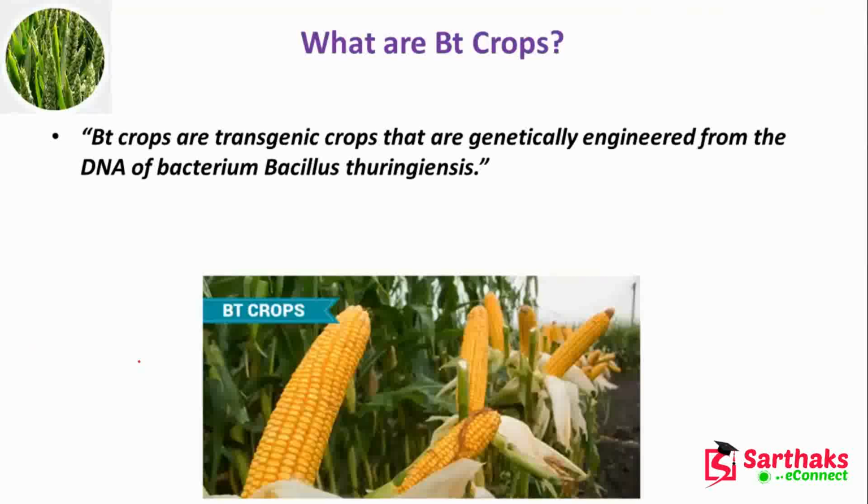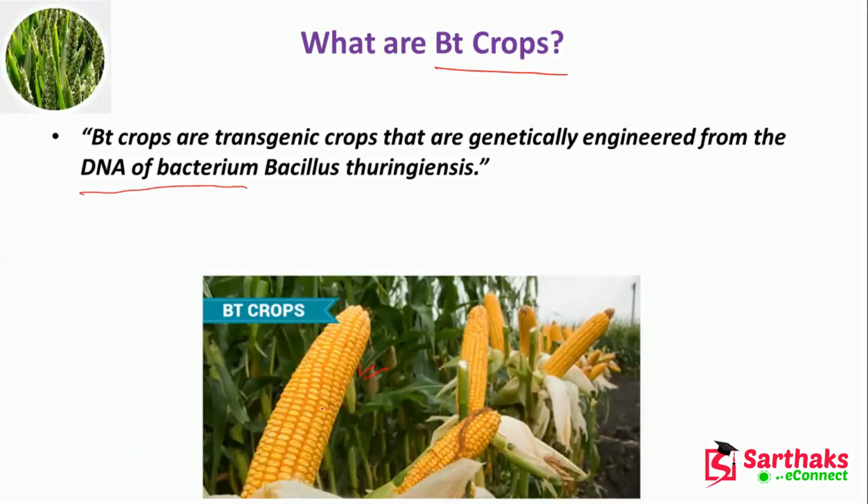Now if it is okay, I will tell you another type of crop, that is the BT crops. BT crops are transgenic crops that are genetically engineered from the DNA of the bacterium Bacillus thuringiensis. I think you know this one, the BT crop. These are genetically engineered from the DNA of the bacterium Bacillus thuringiensis.